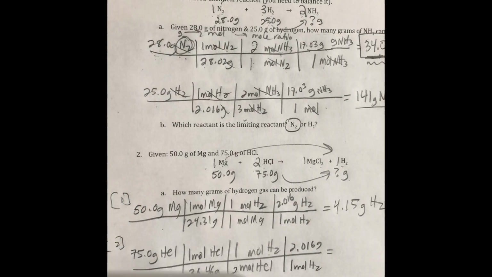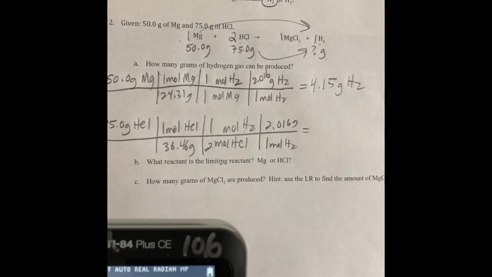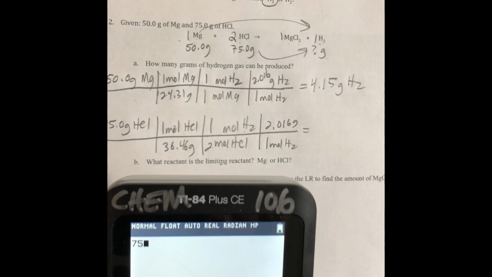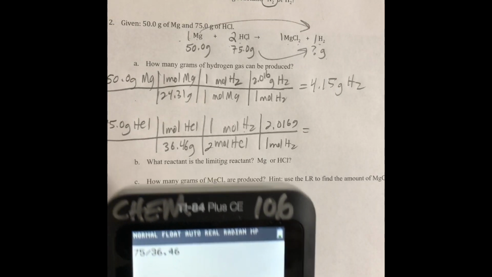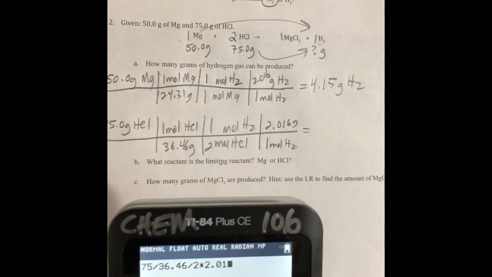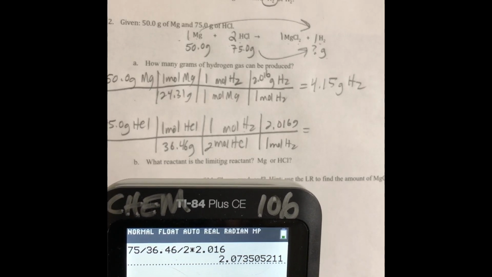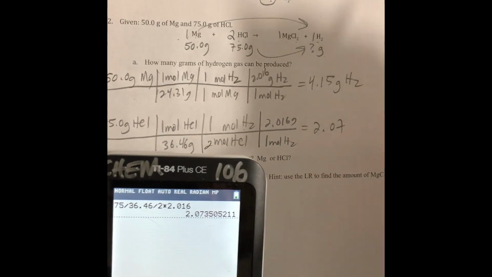So in my calculator, I will do 75 divided by 36.46 divided by 2. I'm ignoring that 1 times 2.016. And that equals 2.07 grams.